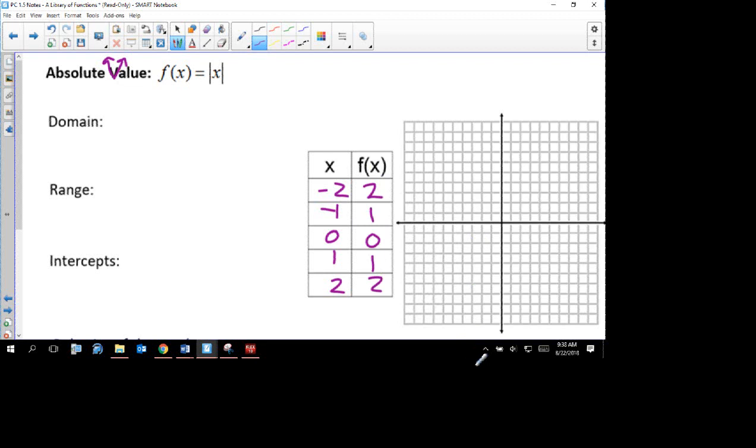Okay. We graph those, and you should know from previous courses, plus we just did it, that absolute value looks like a V. So make sure when you connect it, it looks like a V, or victory, or any other word you can think of that starts with a V. Value.